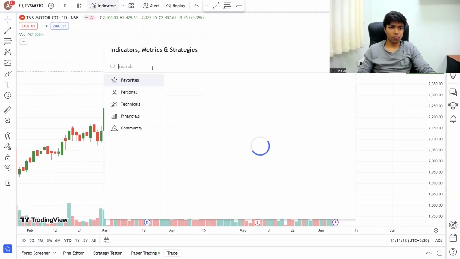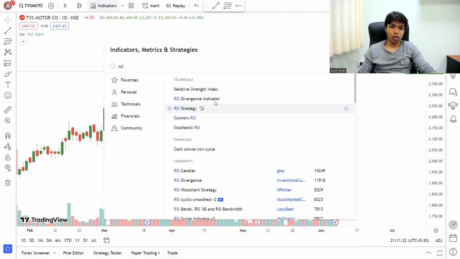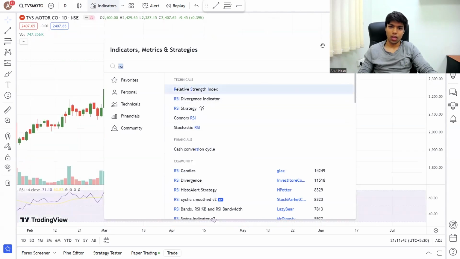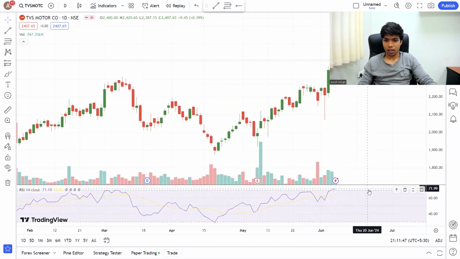You'll go to indicators and write RSI. You will see many indicators like RSI divergence indicator, RSI strategy, RSI Connors, and whatnot. Simply click the Relative Strength Index RSI, the first one, and you will get something like this, which I was saying. The upper level is 70, the lower level is 30.